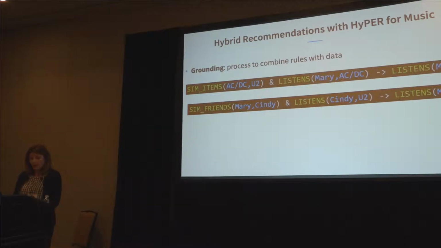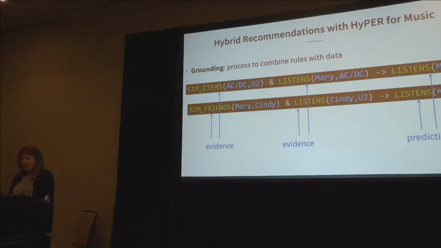Similarly, in the second ground rule, we know that Mary and Cindy are friends with similar tastes. We know that Cindy listens to U2, so we may infer that Mary will also listen to U2. So in these two rules, given the evidence about item and friend similarities and past music preferences, we want to predict the value of listens(Mary, U2), which indicates the probability that the user Mary will listen to the item U2.